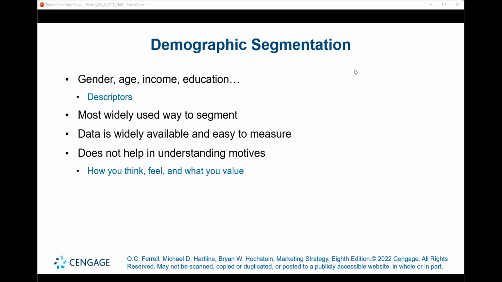The problem with demographics is it doesn't get down to the heart and soul of who I am. It doesn't say how I think, what I think, and it doesn't say who I am. And so ultimately, that's one of the most difficult things about just using demographic segmentation.